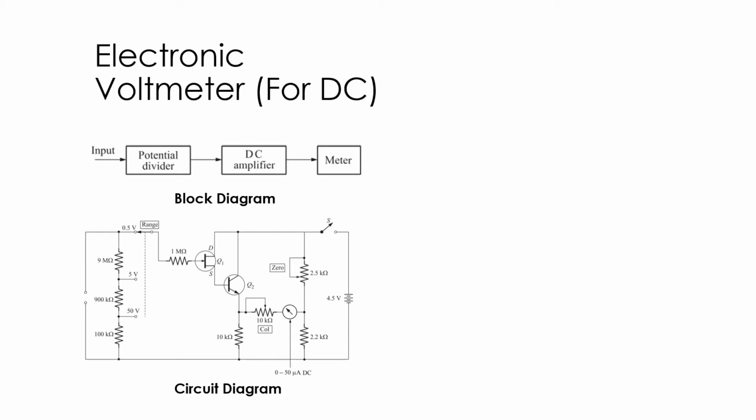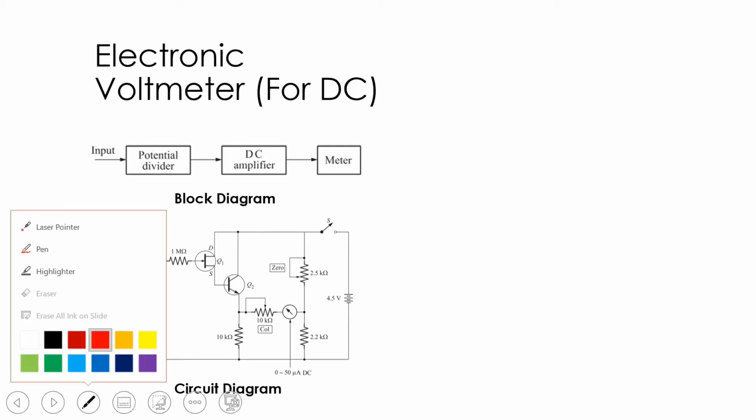Okay, first we will discuss the electronic voltmeter for DC. As you know, the voltmeter is the tool that is used to measure voltage, and in electrical engineering we have two kinds of signal, the AC signal and also the DC signal. In this slide we will study the electronic voltmeter to measure DC voltage.